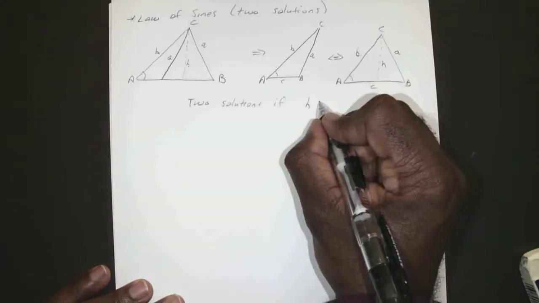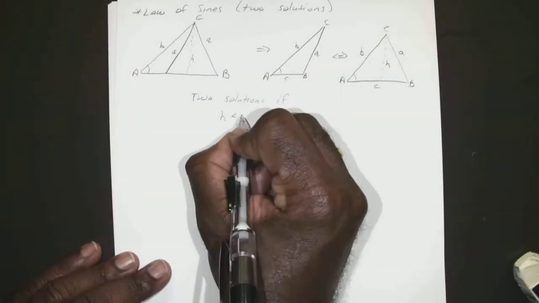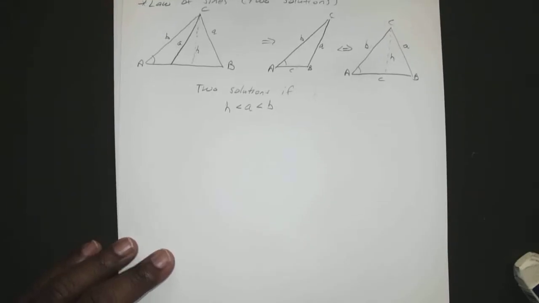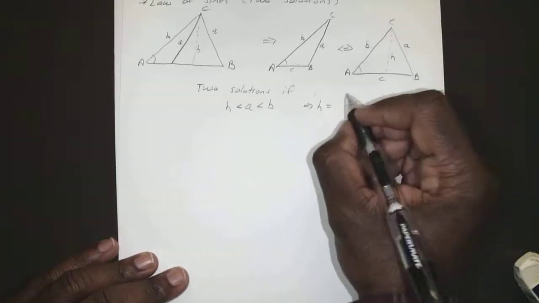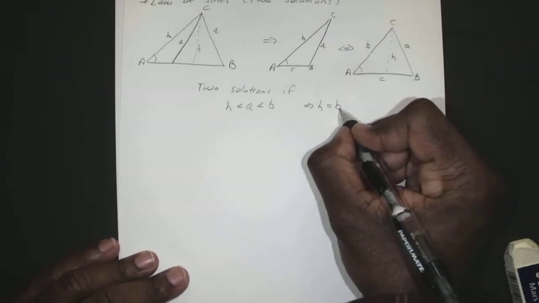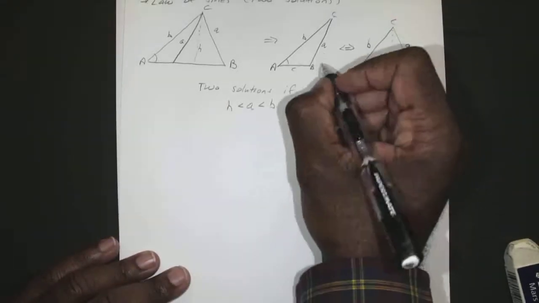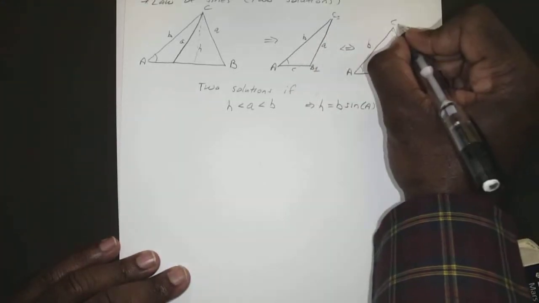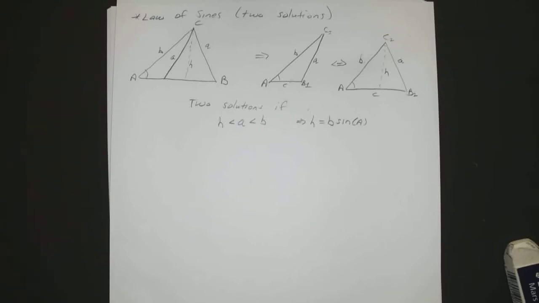Okay. So you'll know whether or not you have two solutions if your height, so let me put that underneath it so it's not all crammed in there, if your height is less than A, and A is less than B, where your height is equal to B sine of A. Now if you have two solutions, usually you mark them as B1 and B2 and C1 and C2, since it's no longer just A, B, and C.